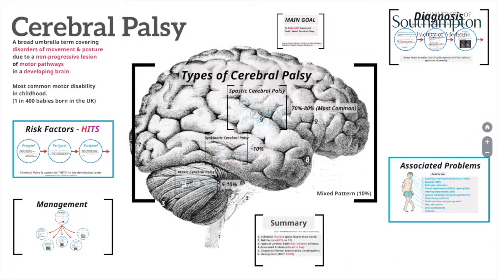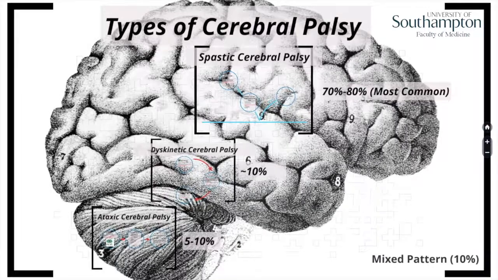Let's move on to the types of cerebral palsy. One good way to remember the types of cerebral palsy is to link it with the location where the lesion is. Let's start with the first major type, which is spastic cerebral palsy. And this is the most important one because 70 to 80% of cerebral palsy is under this variant.